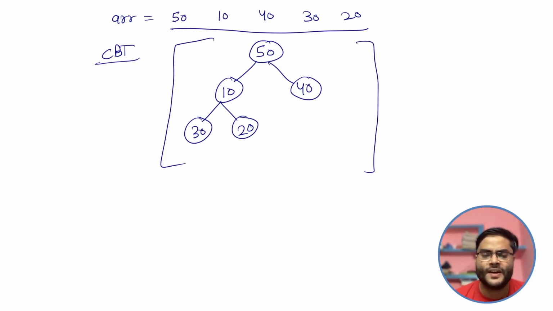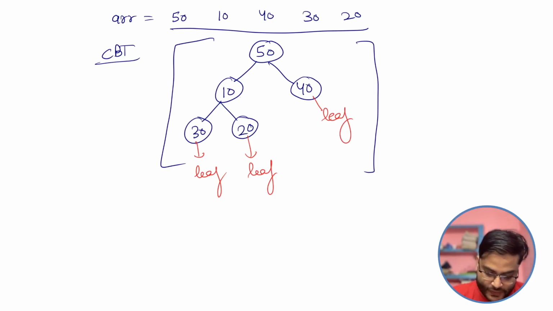Now the Max Heapify method starts from the first non-leaf node. This is a leaf, this is a leaf, this is a leaf. Leaf means a node which doesn't have any child. So these three are leaves, and the first non-leaf from the last is this one. So we will start Max Heapify from here.